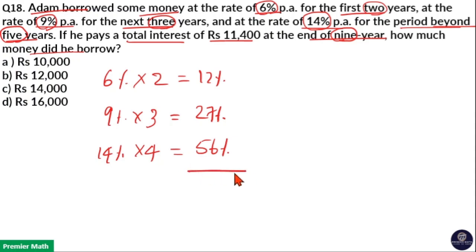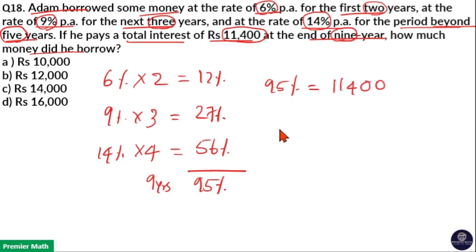So total number of years, 9 years, he paid total interest 12 plus 27 plus 56. 5 plus 2, 7. 7 plus 1, 8. 7 plus 6, 13. 13 plus 2, 15. So 80 plus 15 is 95%. So for 9 years, he paid 95%. And this 95% is equal to 11,400 because he paid total interest of 11,400. So this 95% is the total interest which is equal to 11,400.